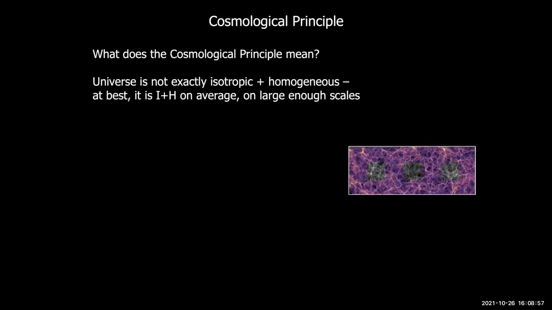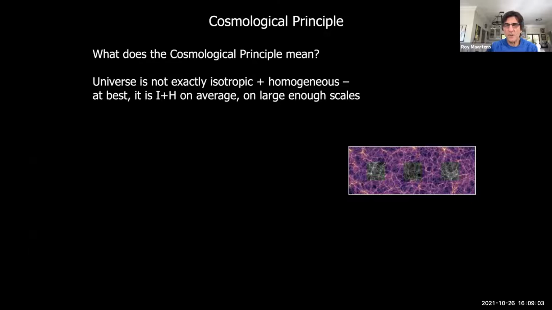So what about the cosmological principle? What does it actually mean? Well, to answer that is actually more difficult than one might think. First of all, the universe, as we know, is not exactly isotropic and homogeneous. At best, it's on average isotropic and homogeneous, or statistically isotropic and homogeneous.